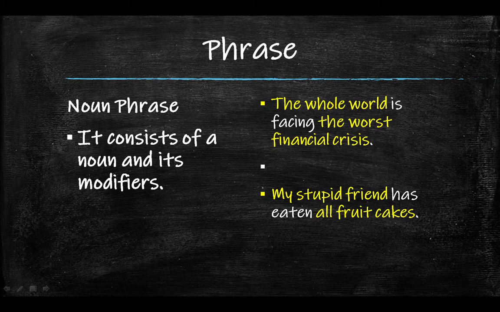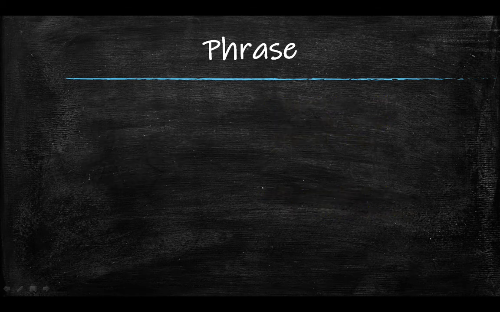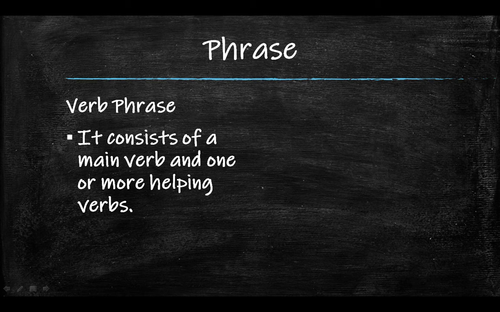Fruit cake, compound noun consisting of two words, and all is noun modifier or adjective of quantity or adjective of number. So nevertheless, my stupid friend and all fruit cakes are noun phrases. So that's all about noun phrase. Our next type is verb phrase. A verb phrase must have at least a verb in it, as the name suggests.